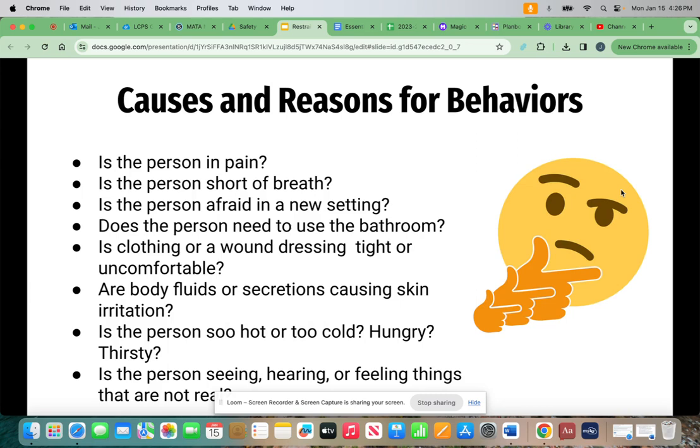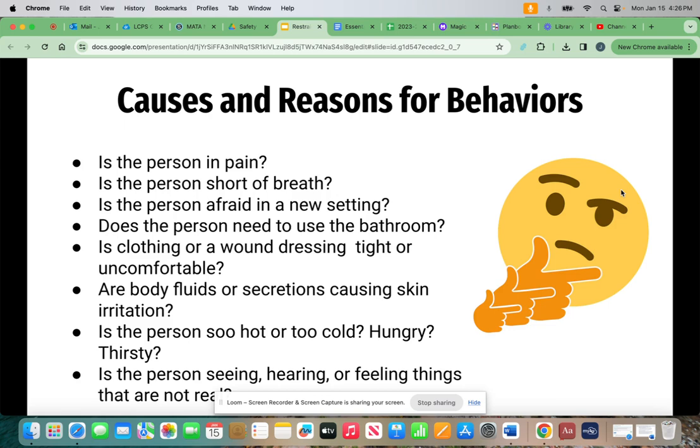Often there are causes or reasons for harmful behaviors. Knowing and treating the cause can prevent restraint use. So you want to ask yourself, is the person in pain? Is the person short of breath? Is the person afraid in a new setting? Does the person need to use a bathroom?